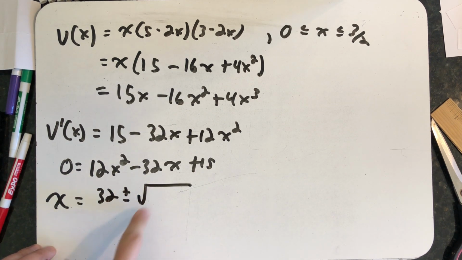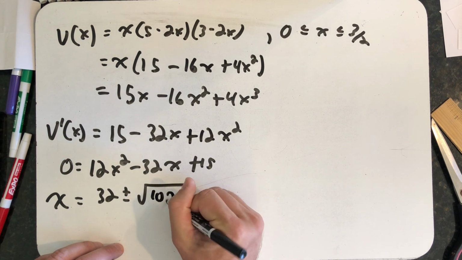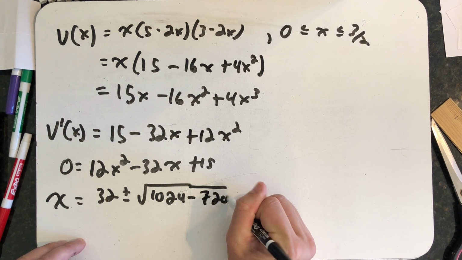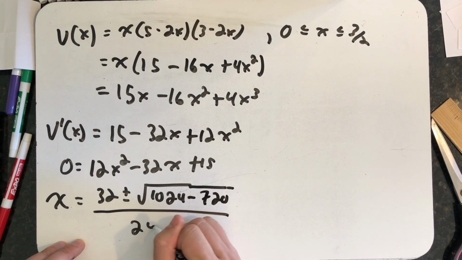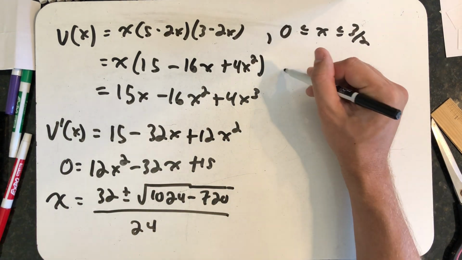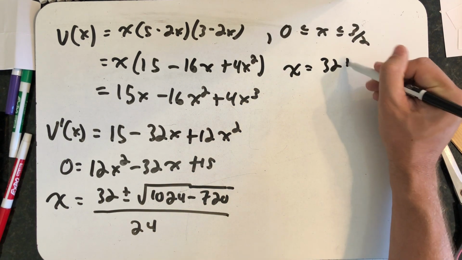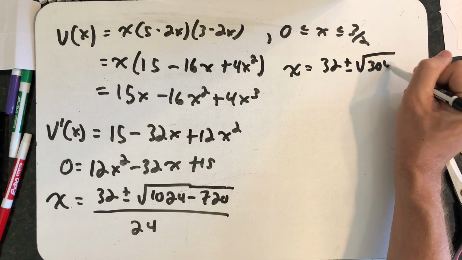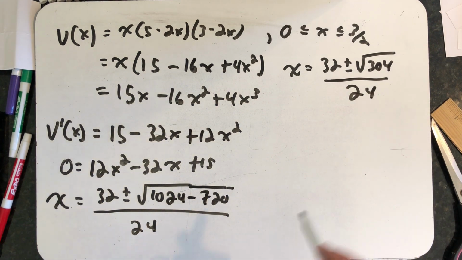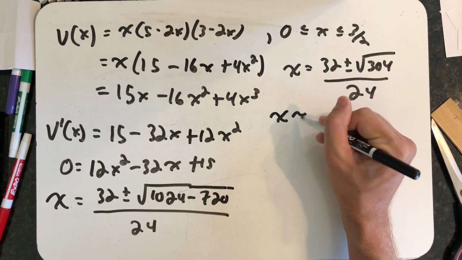All right, the opposite of b plus or minus square root of b squared. 32 squared is 1024. Minus 4 times a times c. 4 times 12 times 15 is 720. All over 2a. All right, so let's see. 1024 minus 720. Under the radical, I would have a 304. And I could simplify this and find an exact answer, but I think I want a decimal approximation.